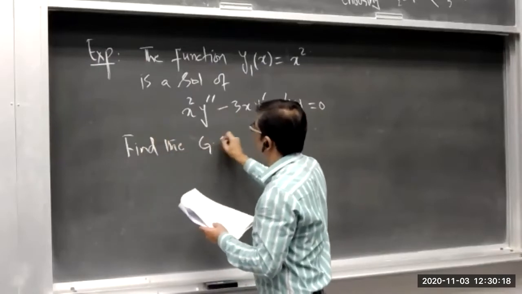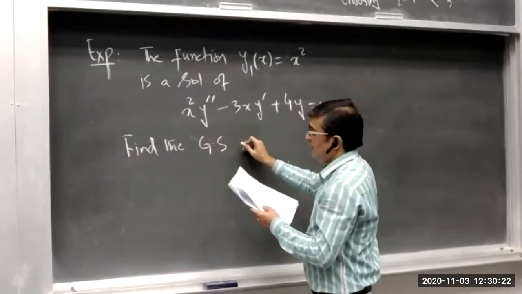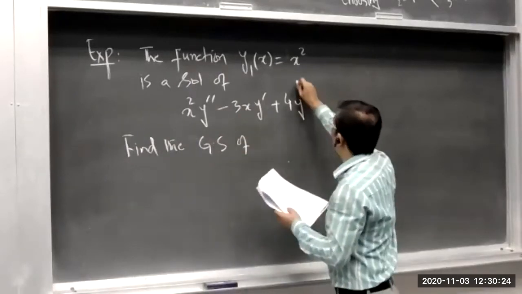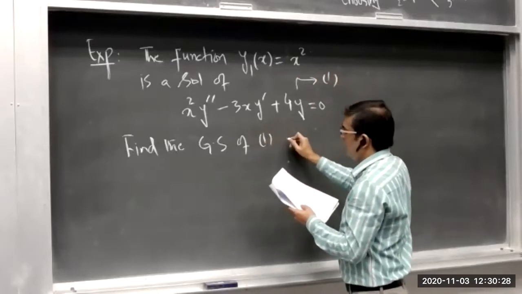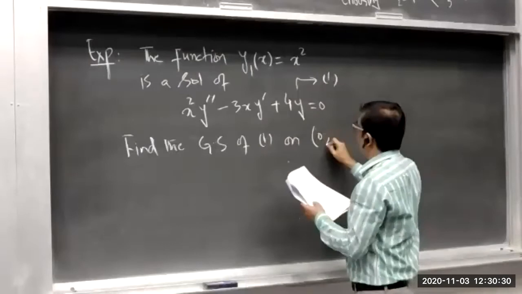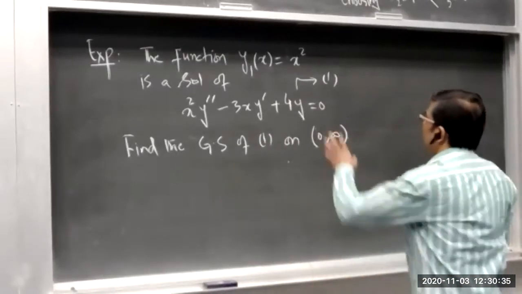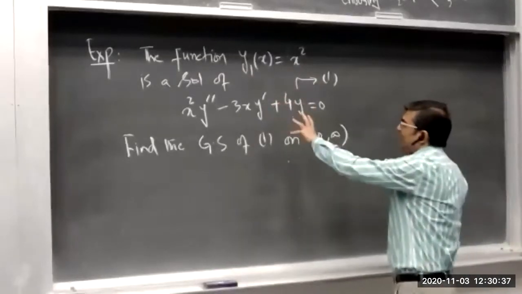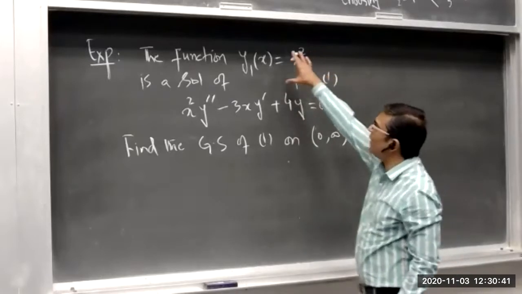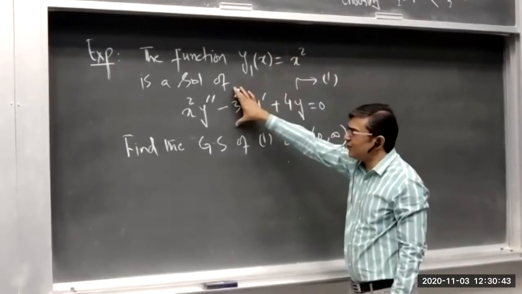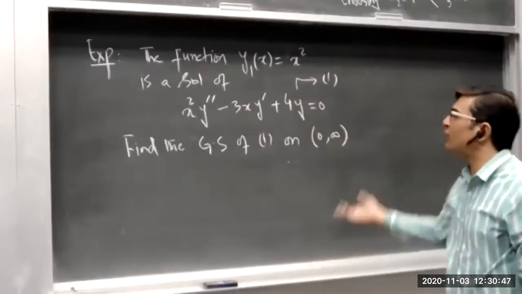Find the general solution of equation 1 on the interval 0 infinity. 0 infinity पे हमने solution find करना है so that आपके जो solutions हैं वो इस पे valid हों. Now y1 is given, differential equation is given, we need to find y2 which is linearly independent of y1.